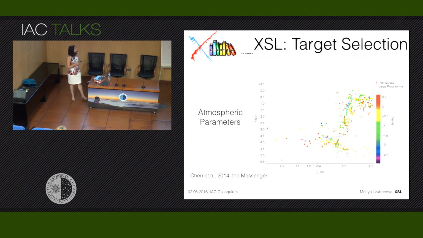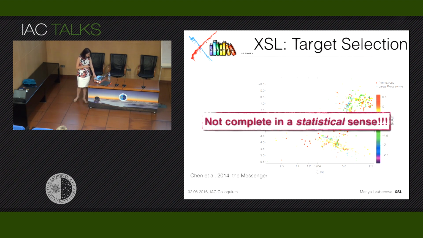This is our atmospheric Hertzsprung-Russell diagram with atmospheric parameters. This is a region which was previously sparsely populated in previous libraries, and we will also get good coverage here at hot temperatures in future extensions of the library. It is important to remember that XSL is not a complete sample in a statistical sense, but it is complete in what is observable from our location in space.